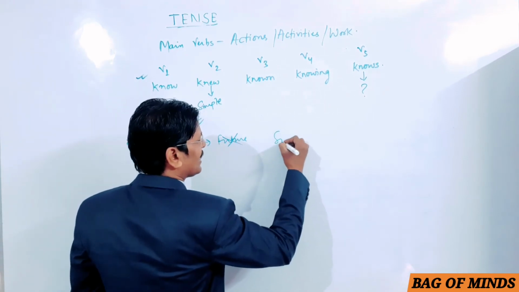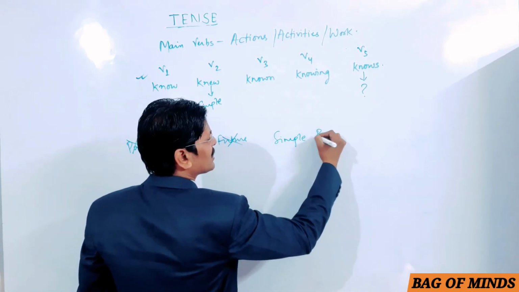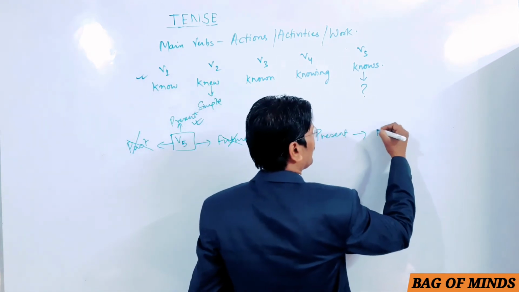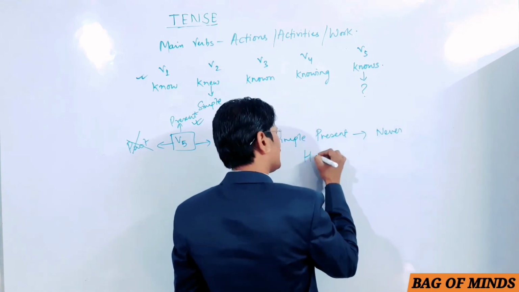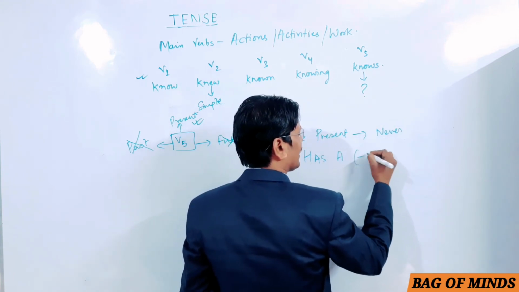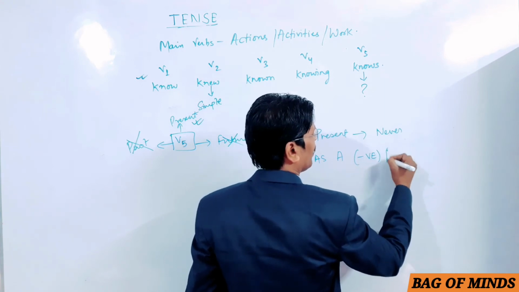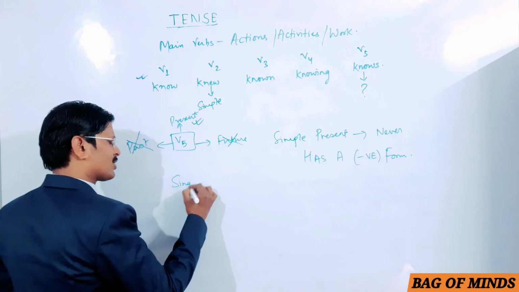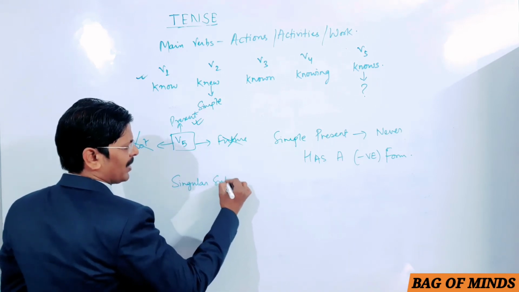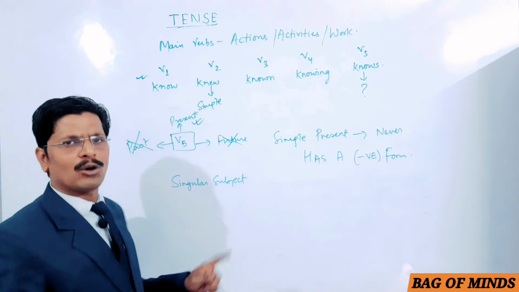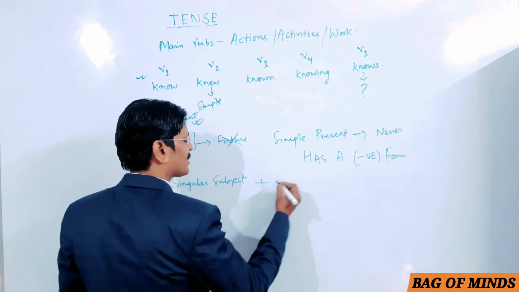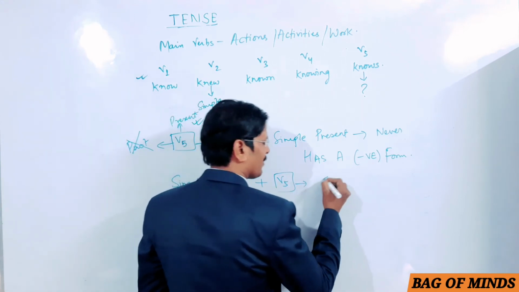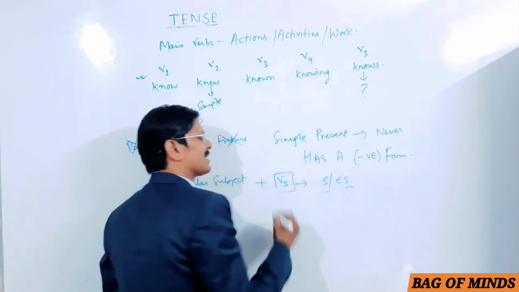So here it is used for one type, which is simple present, and like V2, it never has a negative form. Never. It is used with singular subjects. When we will discuss subject verb agreement, then we will talk about the patterns in detail. Plus V5 always. So V5, easy way to identify, it will always have S or ES in the end.